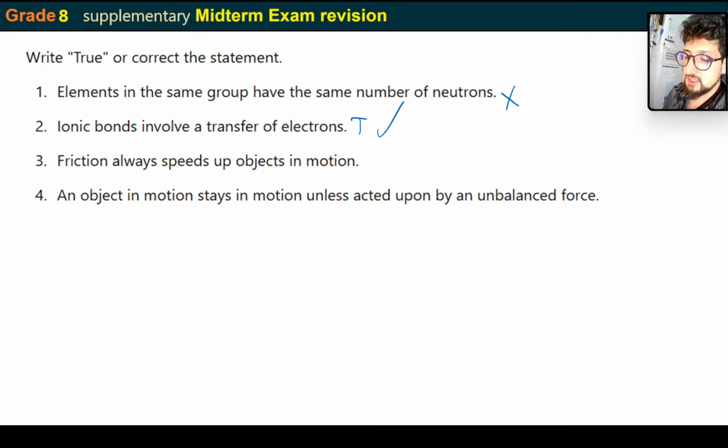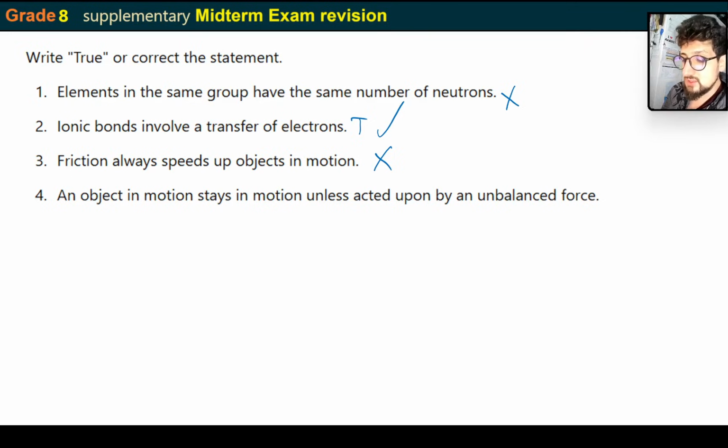Friction always speeds up objects in motion. Absolutely not. It slows them down. Okay, without friction, things would slip and slide and go a lot faster. But sometimes you need friction, and friction, if anything, slows you down. It doesn't speed up the object.